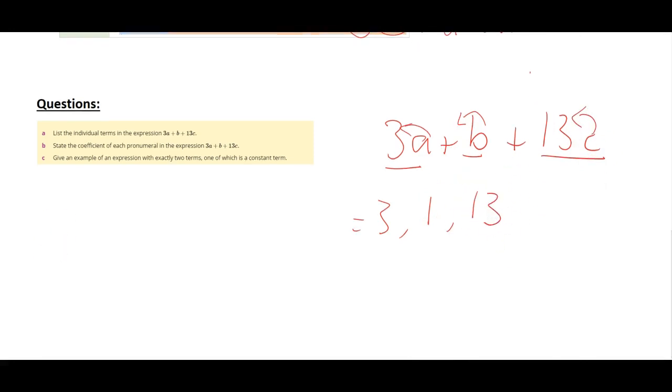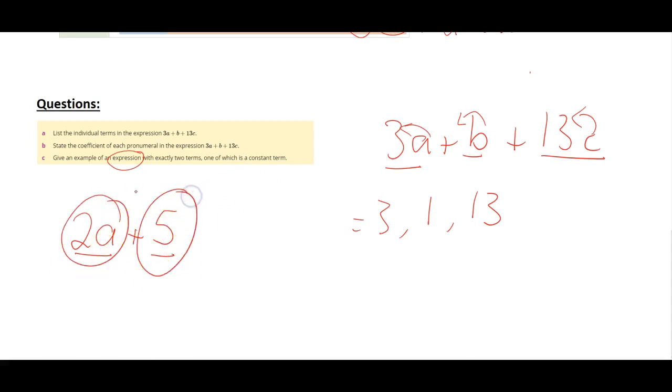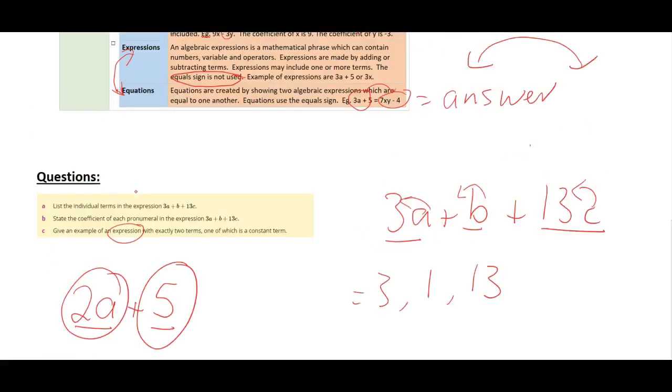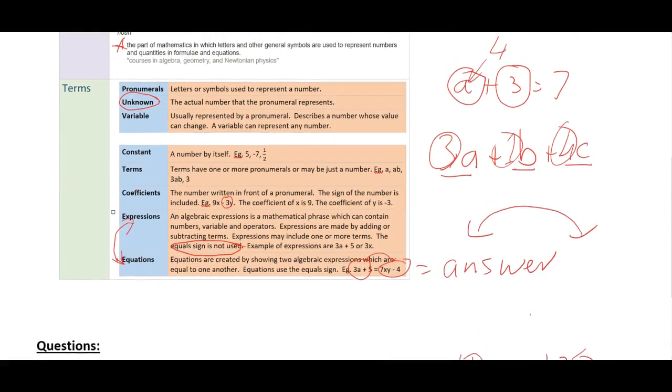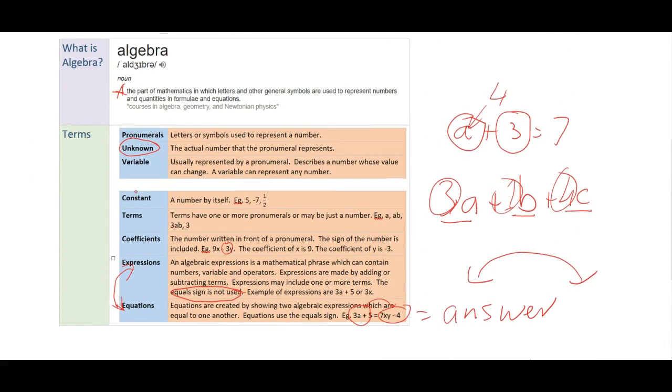And then finally here, give an example of an expression with exactly two terms, one of which is a constant term. So again, it's an expression, so it's not going to have an equal sign. I could write 2a, that's a term, and the next one must be a constant term, so that is effectively just a number. So I'll write 2a plus 5. Okay, so I've got my two terms, 2a and 5, which I know is a constant. So make sure again you write down these definitions. That's the most important thing, and we're going to start to break these down and get into a bit more detail as we progress.